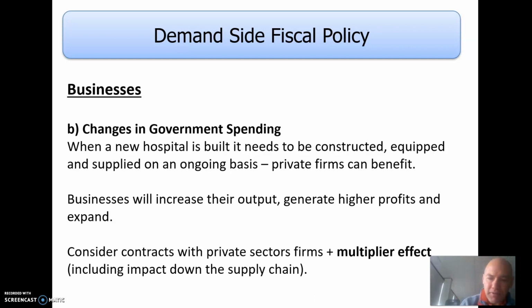So just in terms of this, again, consider the multiplier effect of this spending. Remember, one person's spending becomes another person's income. The localized and regional positive multiplier effects here, including all the way down the supply chain.